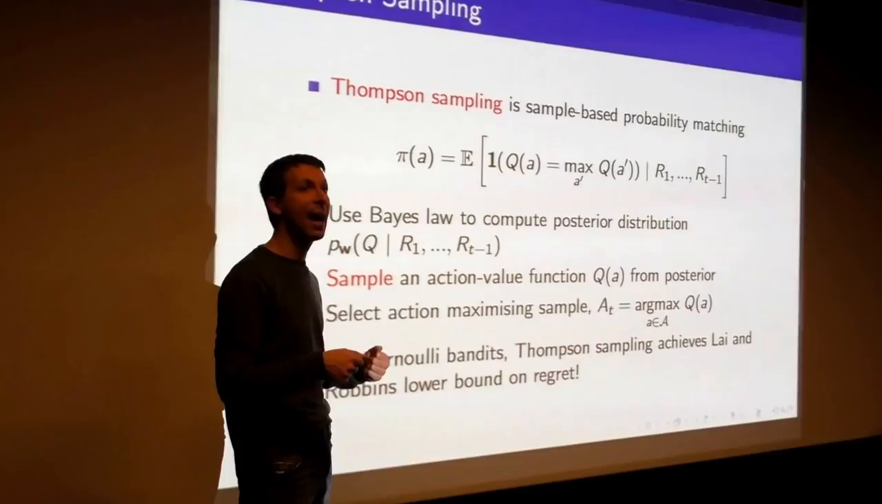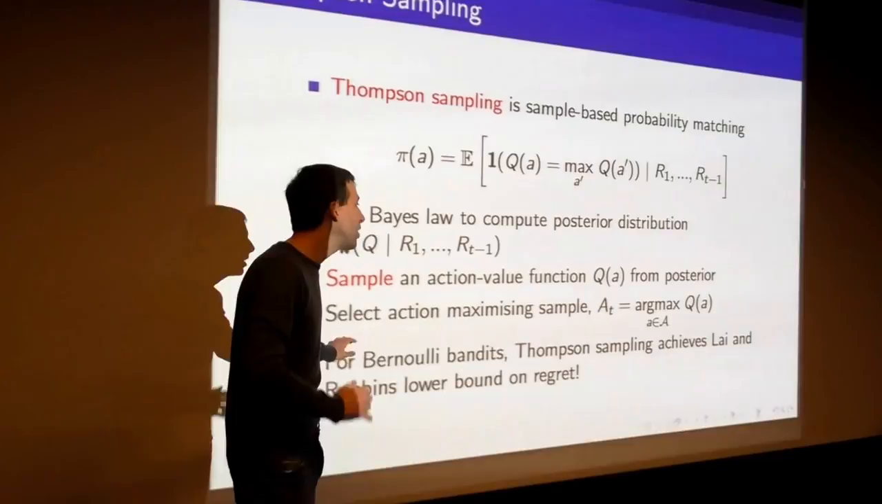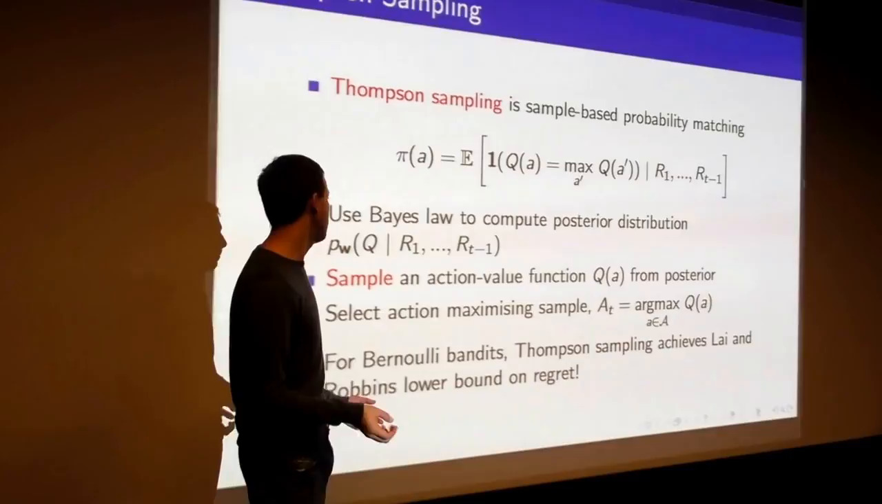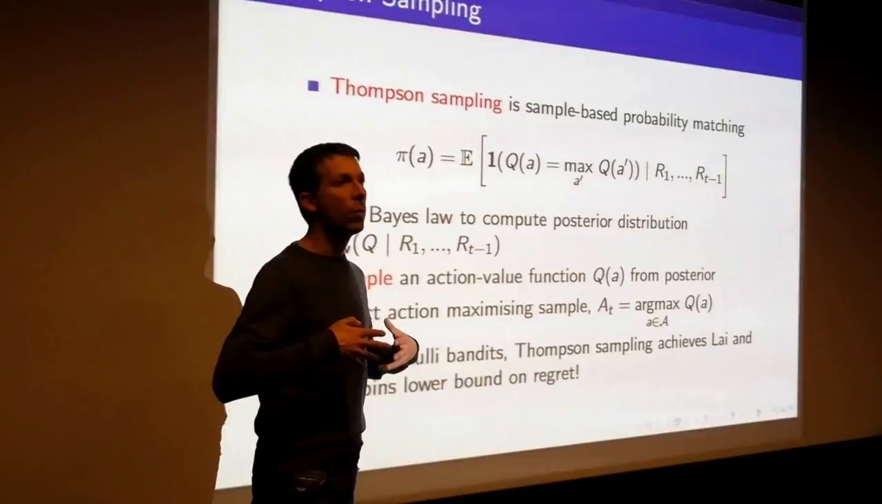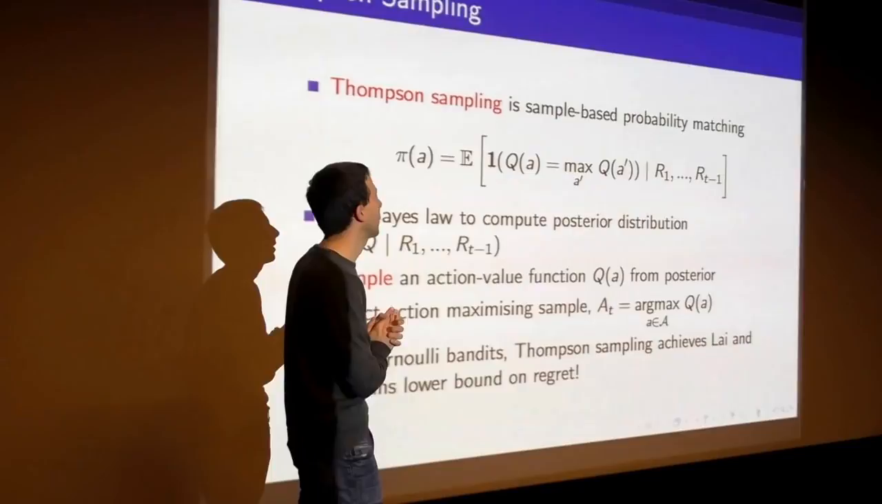So this is the first algorithm we've seen that actually achieves that lower bound that we've seen for a particular class of algorithms, at least for Bernoulli bandits, which is a special case. So this idea actually works optimally well in terms of the expected total regret that you incur. So the idea is just to do probability matching in a sample-based way.